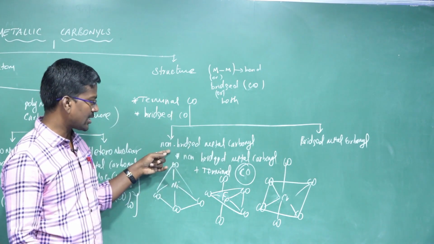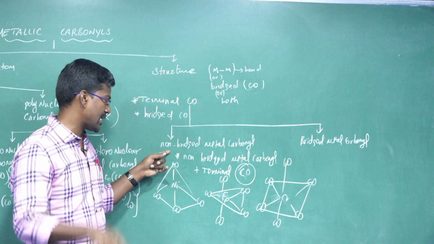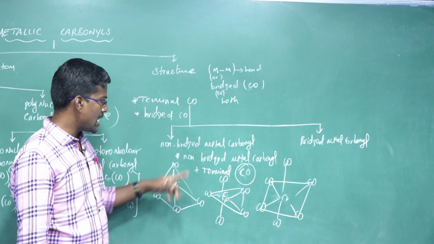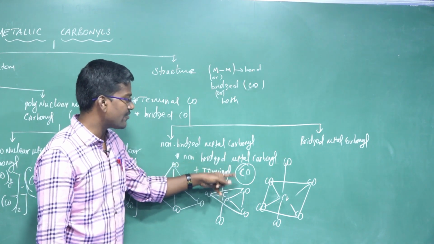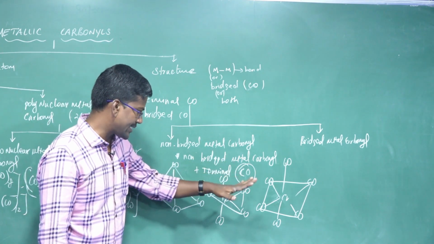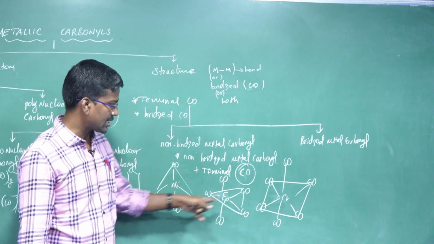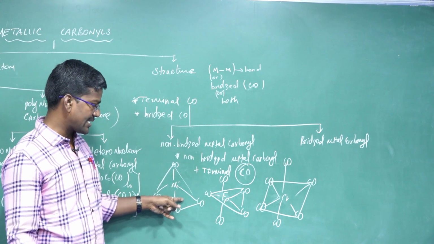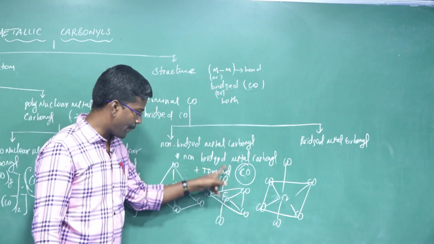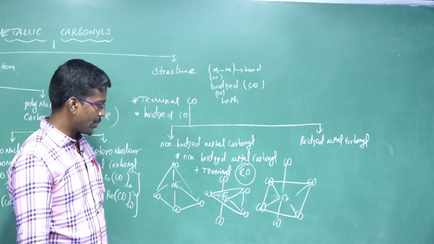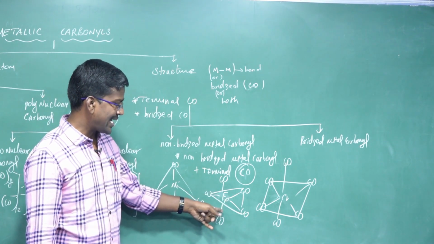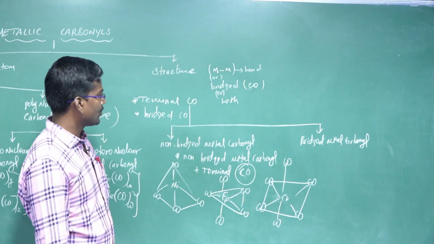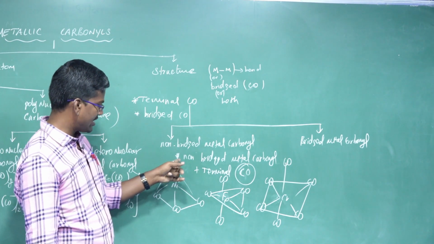The non-bridged metal carbonyl does not contain bridged carbonyl ligands. It is further classified into two types. One is non-bridged metal carbonyl with terminal carbonyl ligands only, where terminal carbonyl ligands are directly bonded with the central metal atom. It is nickel tetracarbonyl, a tetrahedral shape. Iron pentacarbonyl is a trigonal bipyramidal shape. Chromium hexacarbonyl is octahedral shape. Next one is a classification from this topic.